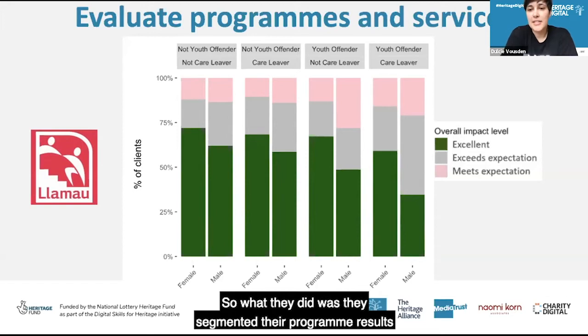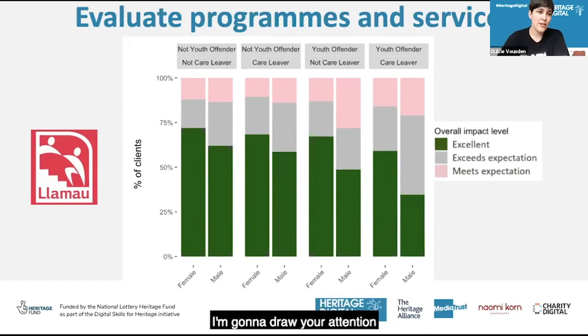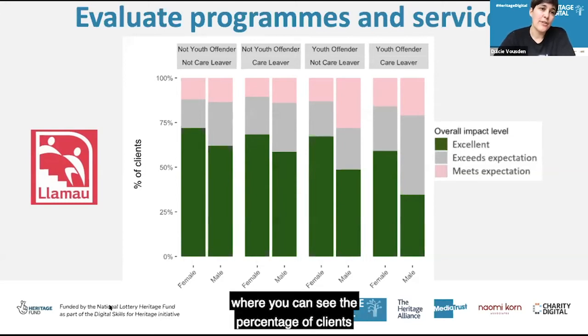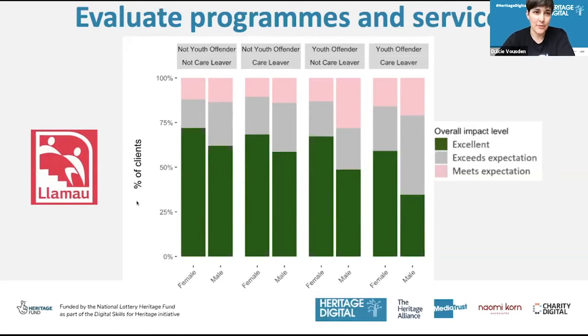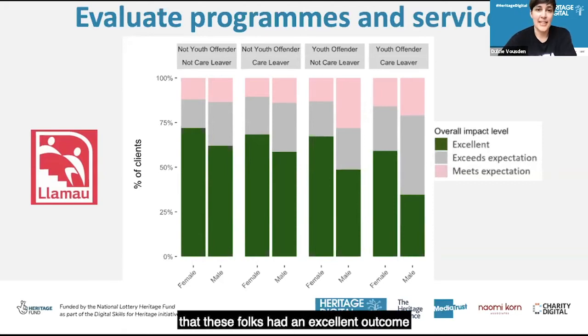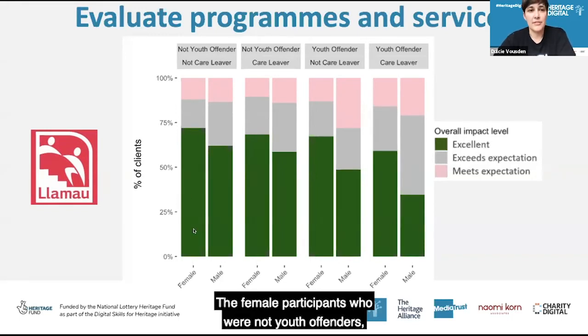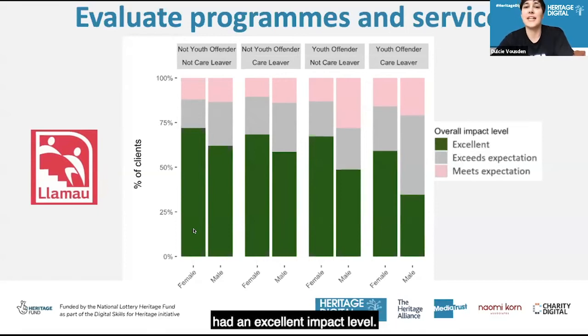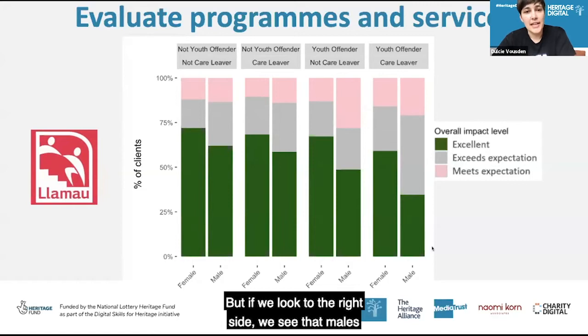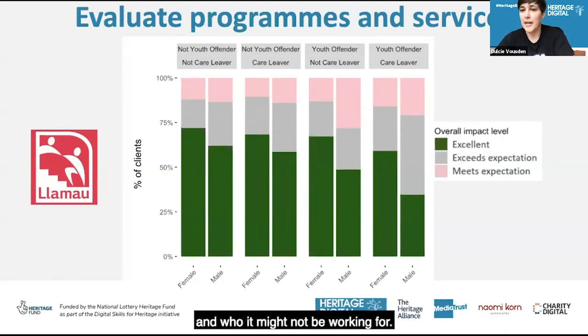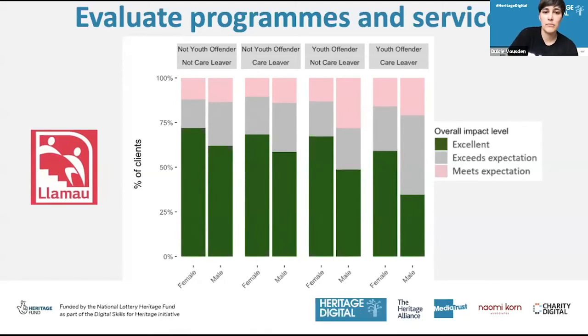So what they did was they segmented their program results by type of user. I'm going to draw your attention to the left side of this figure, where you can see the percentage of clients colored by the overall impact level of the program. So the green shows you that these folks had an excellent outcome, whereas the pink is a lesser outcome. And the female participants who were not youth offenders, not care leavers, about 75% of those had an excellent impact level. But if we look to the right side, we see that males who were both youth offenders and care leavers, only about 30% had an overall excellent outcome. So looking at your data this way could allow you to see who your program is working for and who it might not be working for.